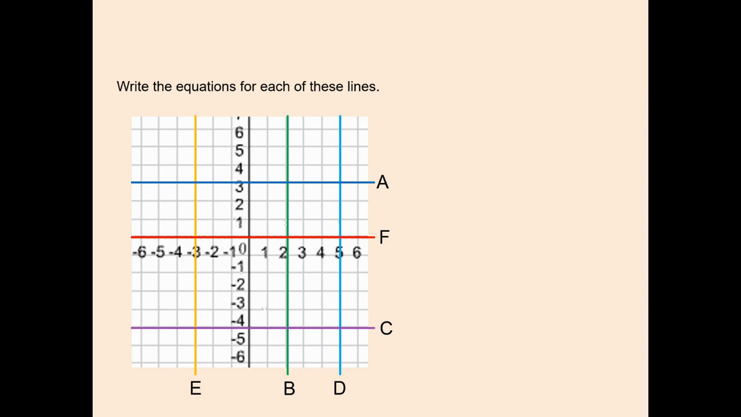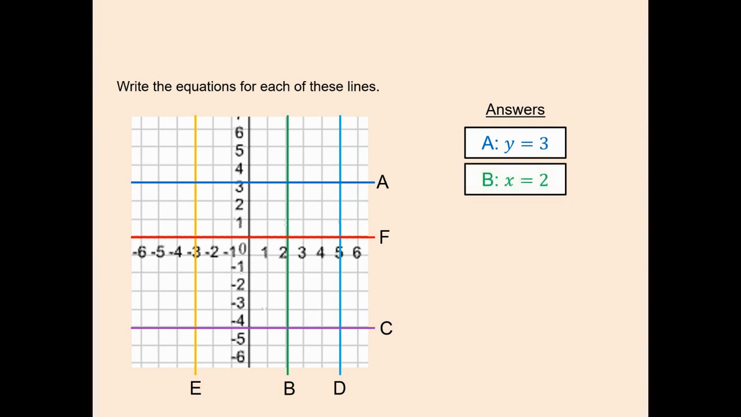So A is a horizontal line at 3, so it would have to be y is equal to 3. Remember, all the horizontal lines are parallel to the x-axis, so that's one way to remember it. The y coordinate stays the same.